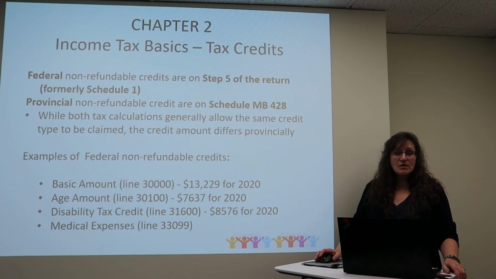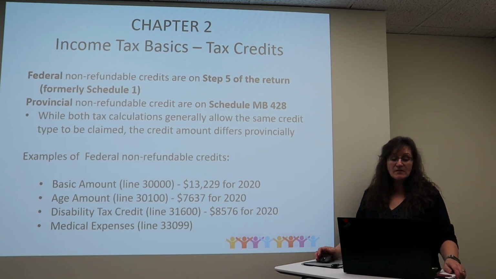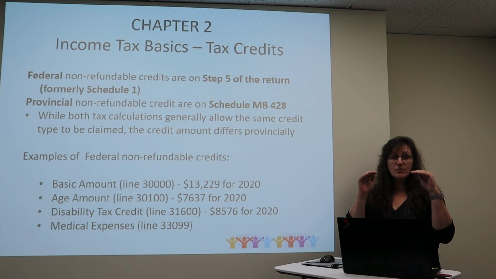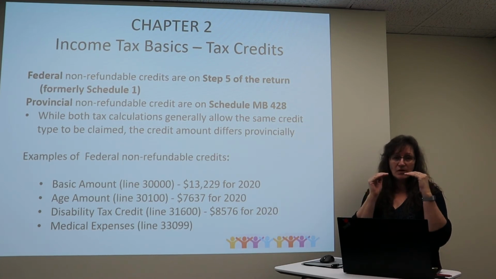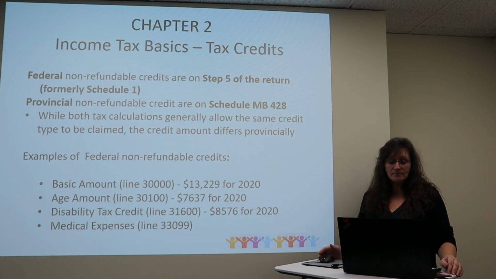The most common ones that you will be getting used to seeing are the basic amount, which ends up on line 30,000 of the T1 General, and the amount is $13,229 for the 2020 tax year. The basic amount is essentially the amount that anybody can earn in Canada and not have to pay tax federally. It balances with the taxes that are calculated on that level of income, because the federal rate of tax is calculated at the same rate as the federal rate for the non-refundable credits, so they effectively balance each other out.